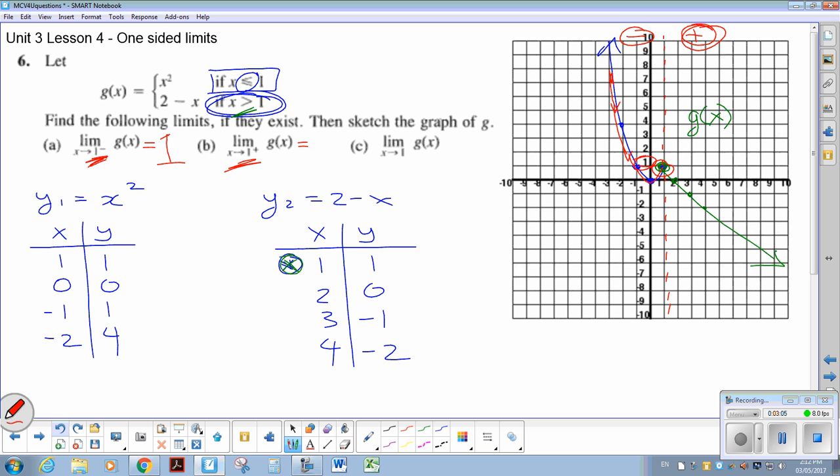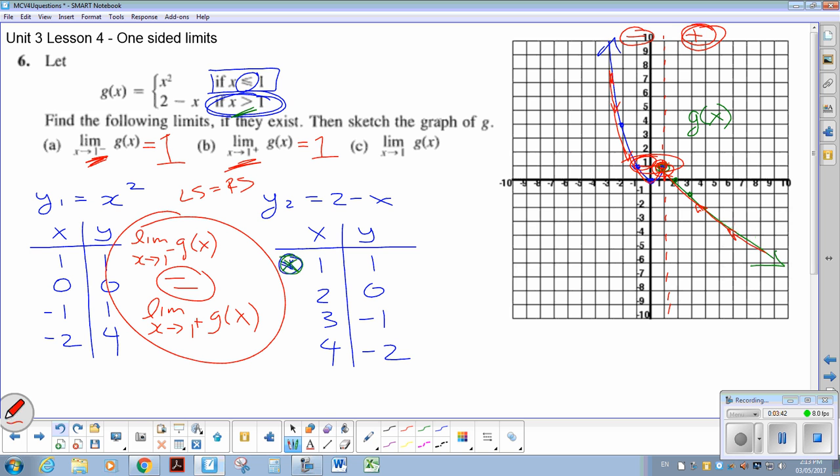The positive side is over here, so I'm going to come up the graph. So here I am sliding up the graph. At 1, it looks like it's also 1. That means that the left side is equal to the right side. I'm kind of jamming this in here, sorry about that. So the limit as x approaches 1 from the negative side is going to equal the limit as x approaches 1 from the positive side. Because those are equal, that means there is a limit, and it will be 1.